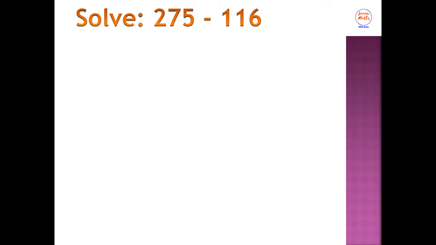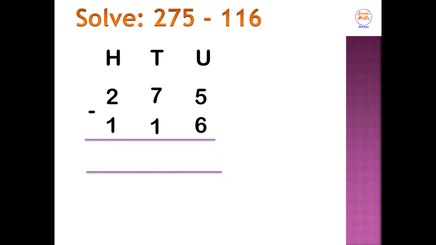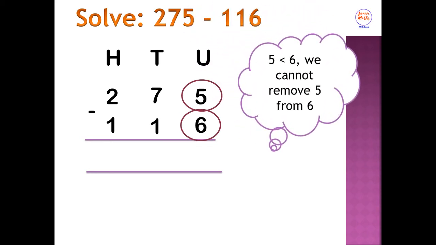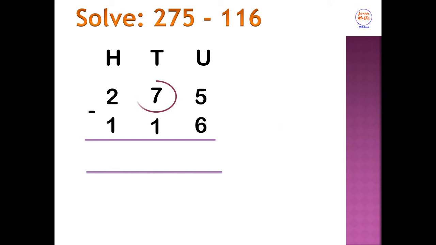275 minus 116. So let's arrange. Since this is not arranged, again you have 5 and you have 6, which is also impossible because 5 is smaller than 6. We cannot remove 5 from 6. So we borrow 1 from 7, which will remain 6.